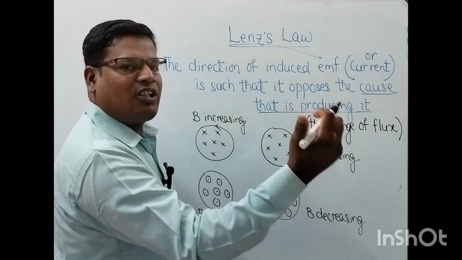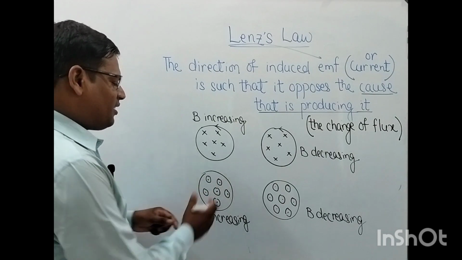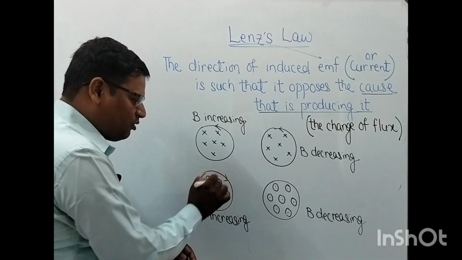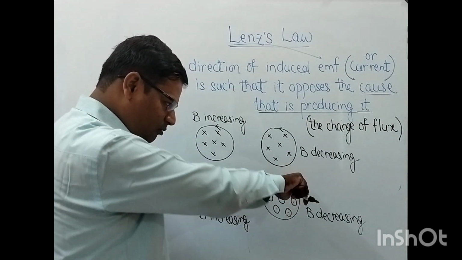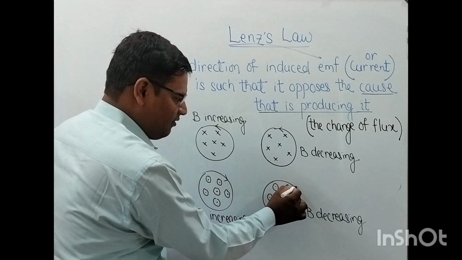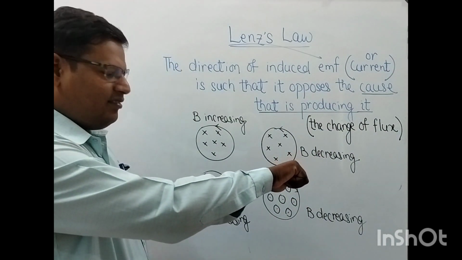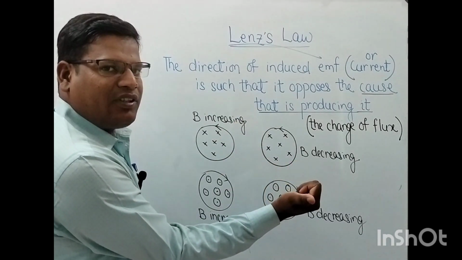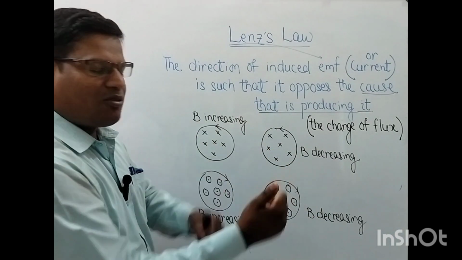Here the flux is inward, so the induced current will be outward, opposing it. Here the flux is outward, so the induced current will be inward, opposing it. Inward means like this, and outward means I have to take my right hand and hold it like this. So this is how the direction of current flows.